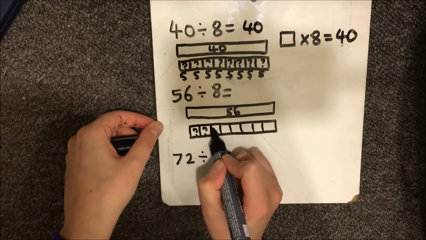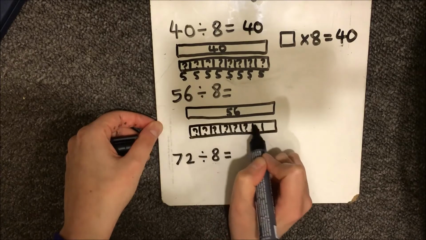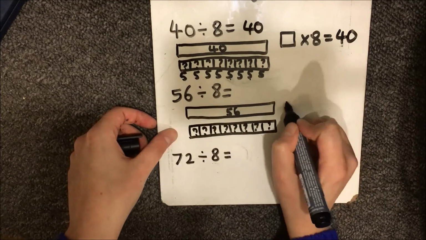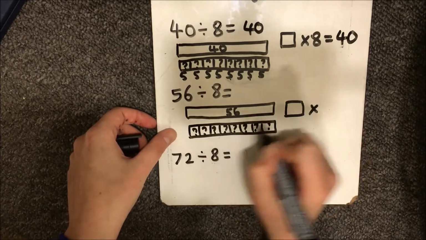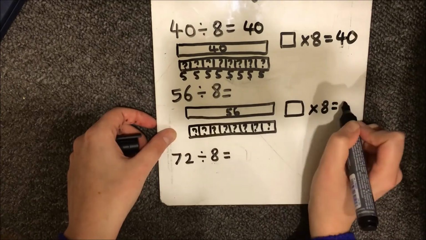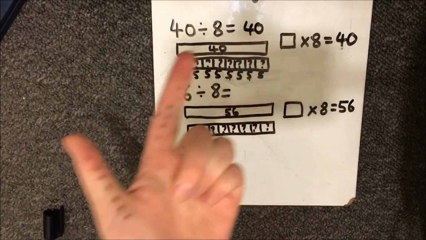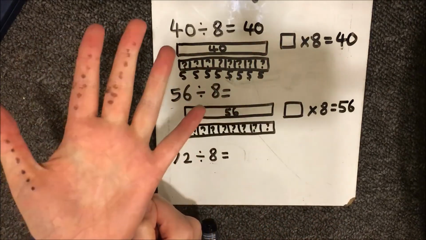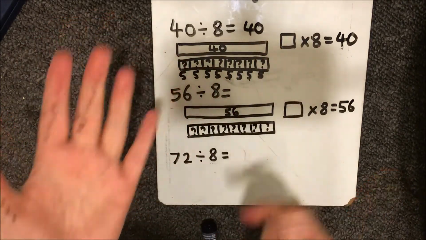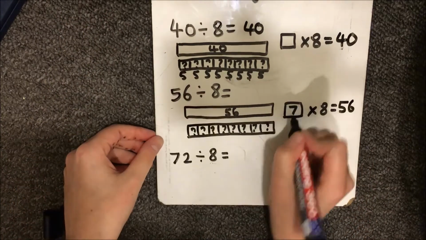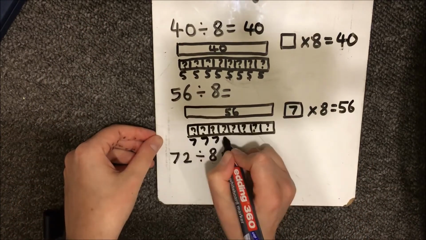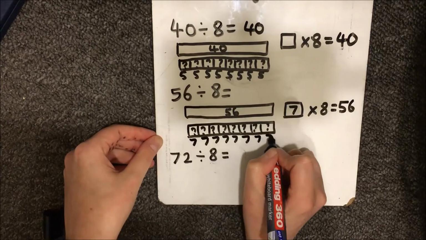But I don't know what's in here. And all of these are a mystery. So I can do something times by 8 to get to my whole, which is 56. Counting 8s, 8, 16, 24, 32, 40, 48, 56. So it's 7 times 8. So in all of these, there's going to be 7.